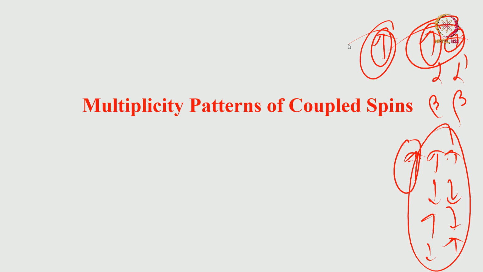If one proton is coupled to another proton, there are only 2 possible spin states, alpha and beta. If one proton is coupled to 2 other protons, there are 4 possible spin states, and it will become 4 lines. If one proton is coupled to 3 other protons, there are 8 possible spin states, and you will get 8 lines. Like that, multiplicity comes. More about the multiplicity of coupled spins we will discuss later. Today I am going to stop here because time is getting over.